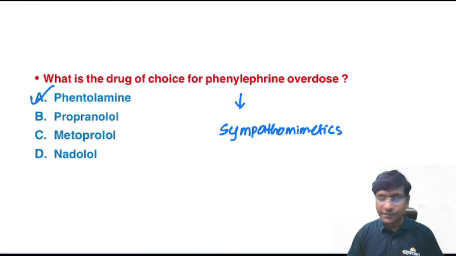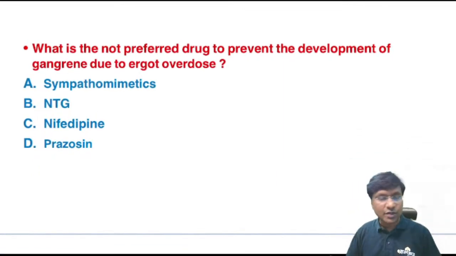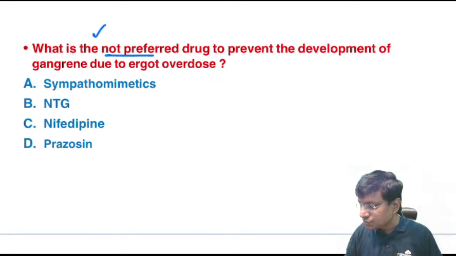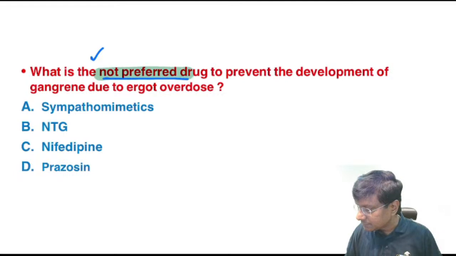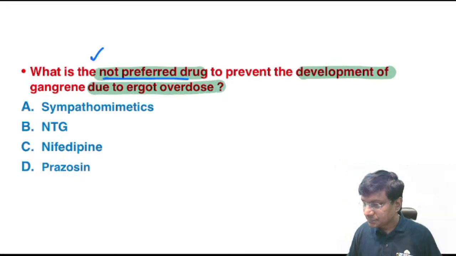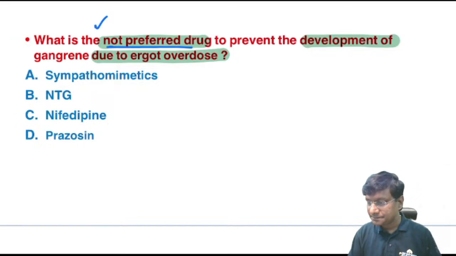Next, the other group of drugs which are frequently asked about as well. Which of the following drugs is not preferred to prevent the development of gangrene due to ergot overdose? Sympathomimetics, nitroglycerin, nifedipine, prazosin. Which of the following drugs is not preferred? Any one of you?